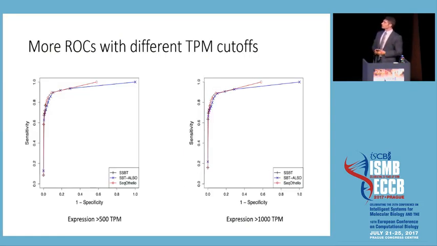These are some more ROC curves. We changed the ground truth to where positive transcripts were taken as being greater than 500 and greater than 1,000 TPM respectively, and the trends generally stay the same.